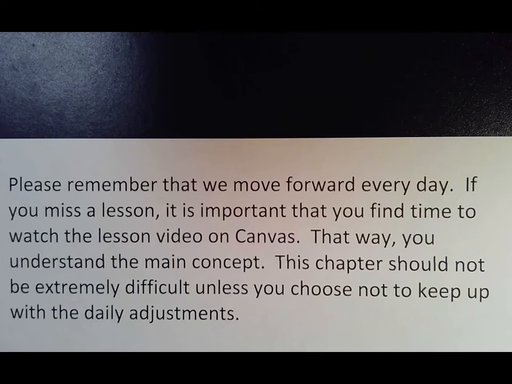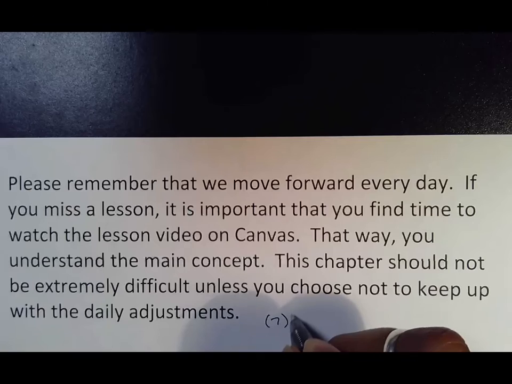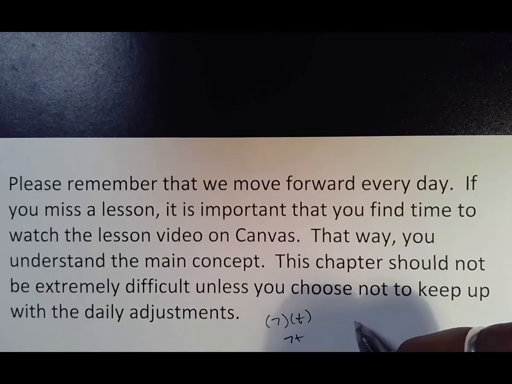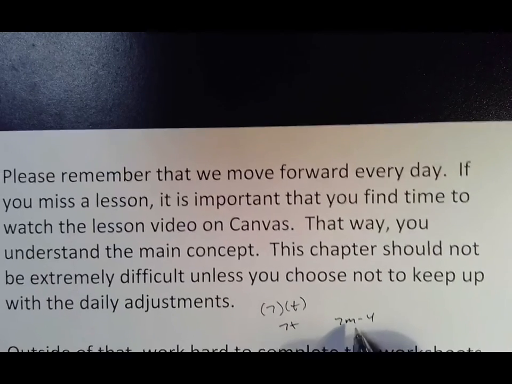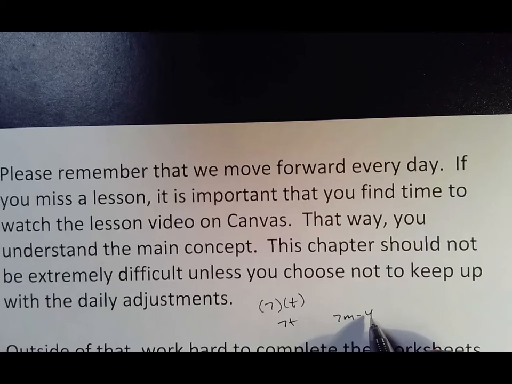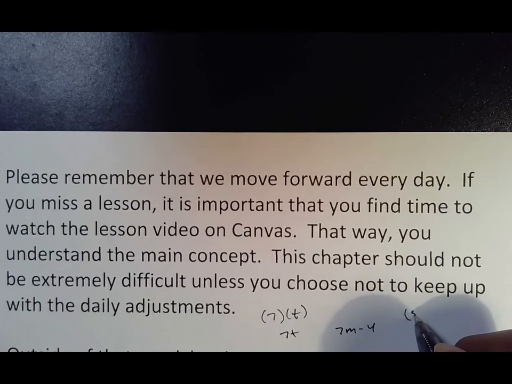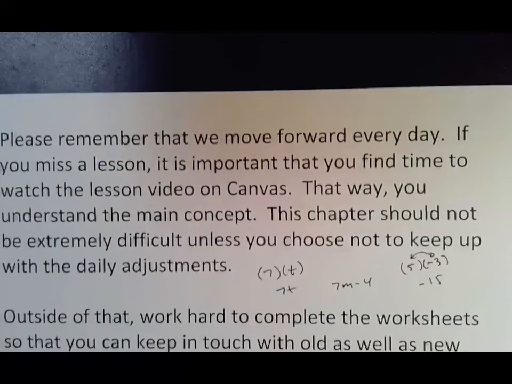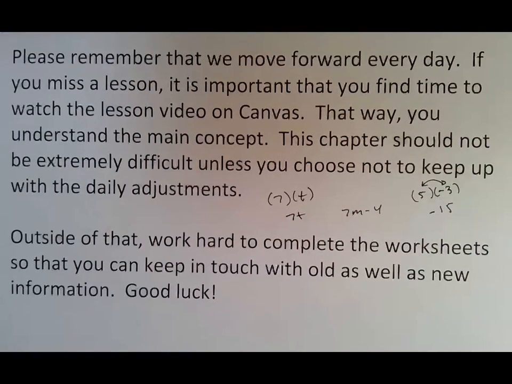For example, multiplying a number by a variable. So if I had 7 times t, we should know now that it's 7t. We should also understand if I had 7m minus 4 that I cannot put these two things together because that has an m and that does not. And then the third thing we're working on is if I had 5 times -3, that the answer is -15 because a positive times a negative is negative. So those are the 3 things we need to work on. If you're not choosing to keep up with those, you are going to start falling behind because it starts to add more and more to it.